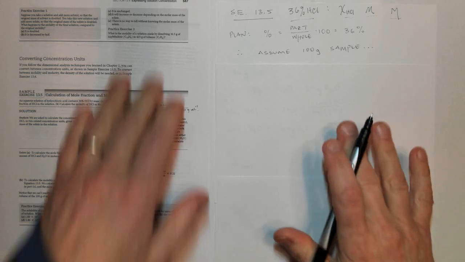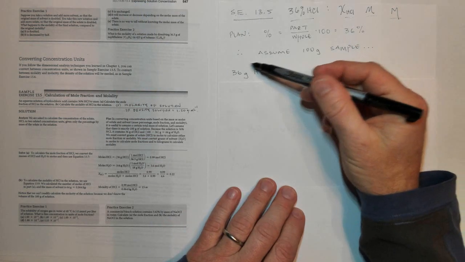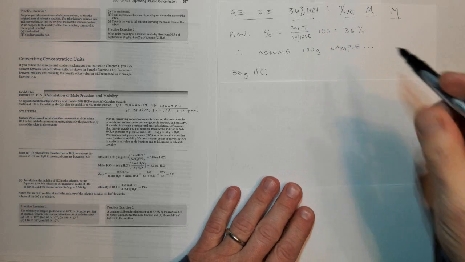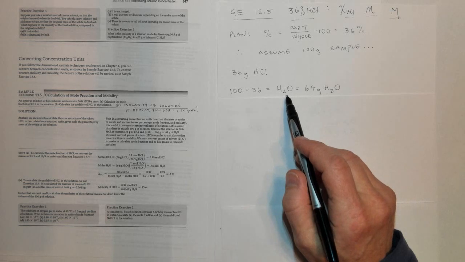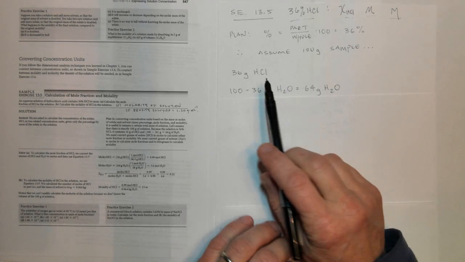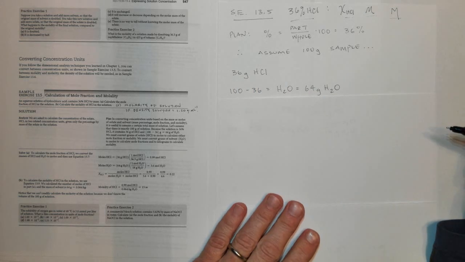by mass of something, know that that's part divided by whole. You can always take this number and write it as a percent or as a decimal, and it's always easy to assume a 100-gram sample of the solution. Then we have 36 grams of the part, and 100 minus 36 would be the solvent, in this case water. So we'd have 36 grams of HCl and 64 grams of H2O.